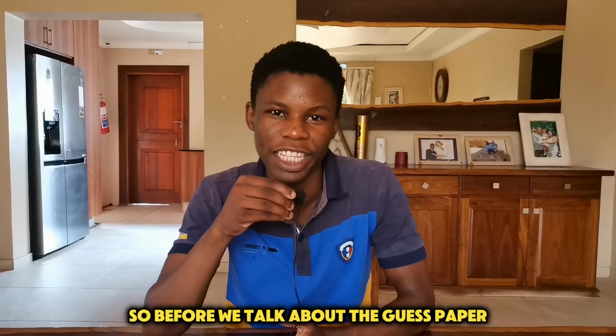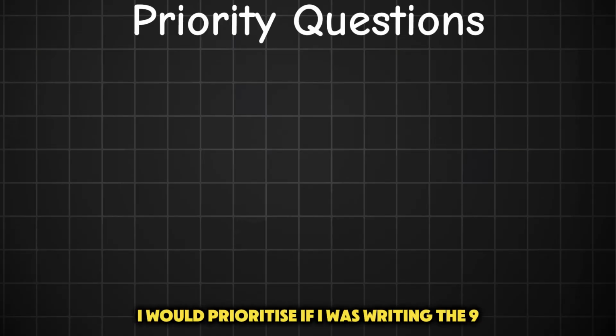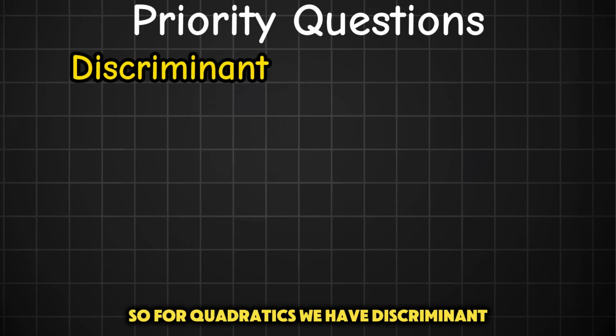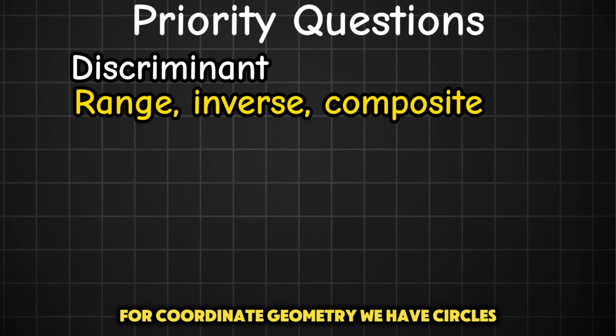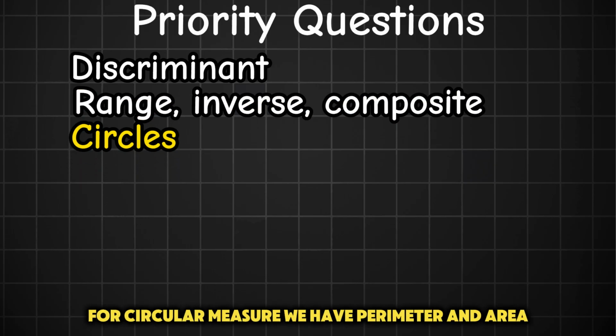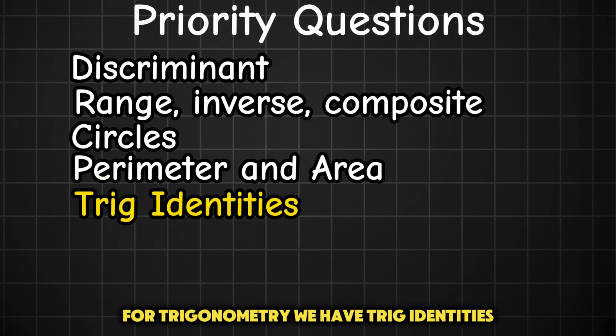So before we talk about the guest paper, just to summarize everything, here's a list of the questions I would prioritize if I was writing the 9709 Pure 1 paper, February-March 2025. So for quadratics, we have discriminant. For functions, we have range, inverse, composite. For coordinate geometry, we have circles. For circular measure, we have perimeter and area. For trigonometry, we have trig identities.